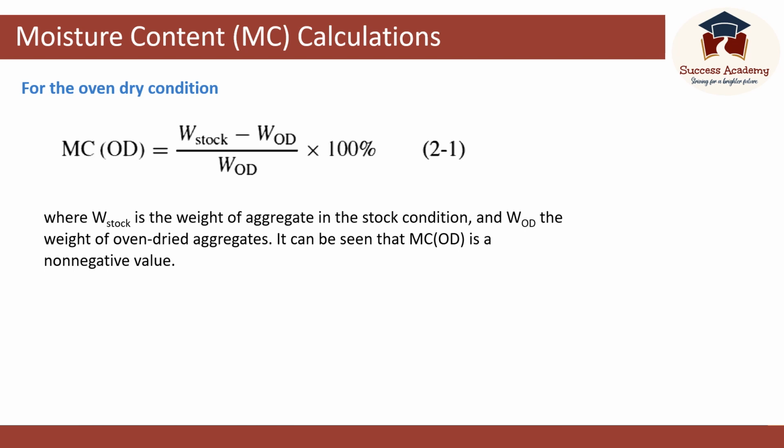Now let's see how to calculate the moisture content. As we have four different moisture conditions, we can calculate the moisture content in different ways. We'll start with the oven dried condition. Moisture content in oven dried condition can be calculated using this equation. We can find the amount of water in aggregates by subtracting the oven dried weight from the stock weight of the aggregates, and we divide that by the oven dried weight of aggregates and multiply by 100% to find the moisture content as a percentage.